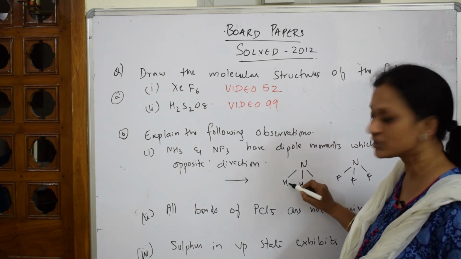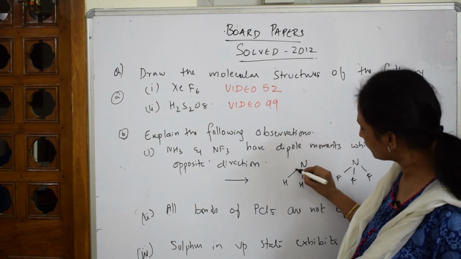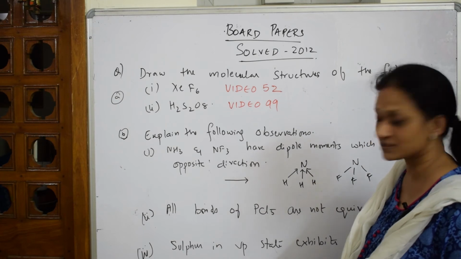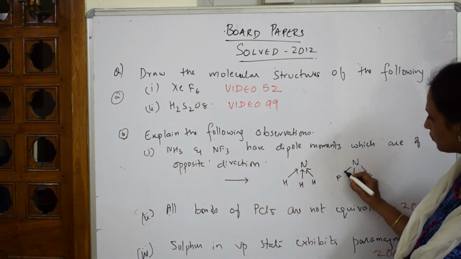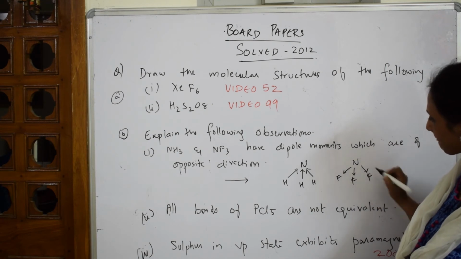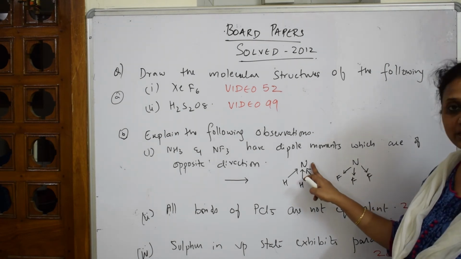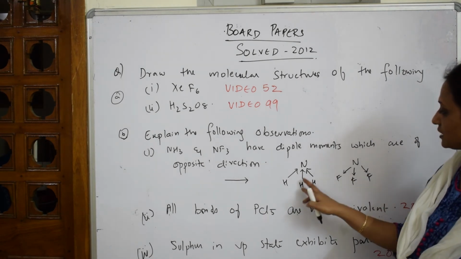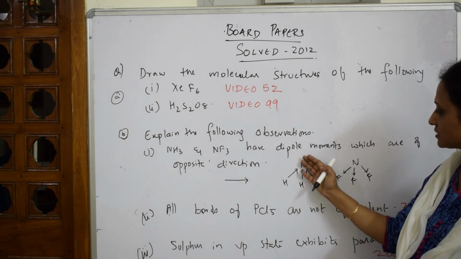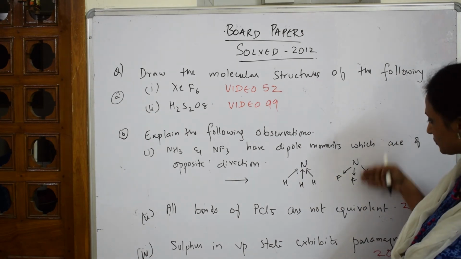Hydrogen is less electronegative than nitrogen. So the arrow just points this way. Now in this case, the arrow points in this direction. Now see, this is more electronegative. Done. This is electropositive. Done. So the arrows are pointing in this direction, and here the arrows are pointing downwards.